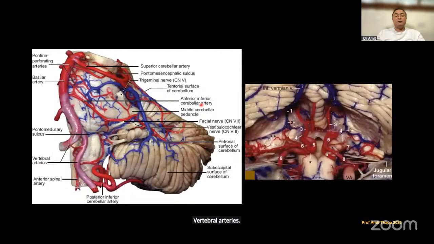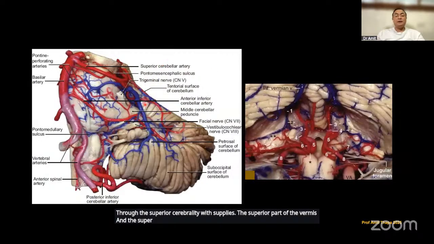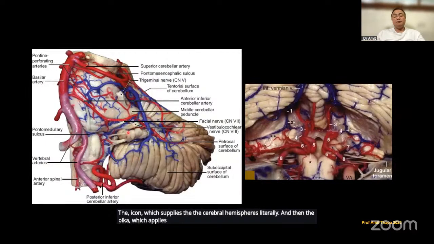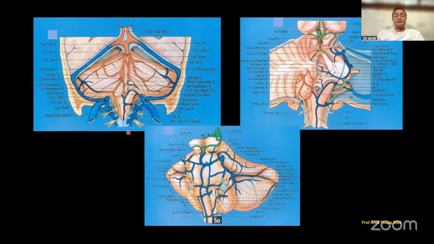And the cerebellum actually gets its vascular supply from the superior cerebellar artery, which supplies the superior part of the vermis and the superior surface of the cerebellum; the AICA, which supplies the cerebellar hemispheres laterally; and then the PICA, which supplies the tonsils as well as the vermis below. So these are the different venous outflows.